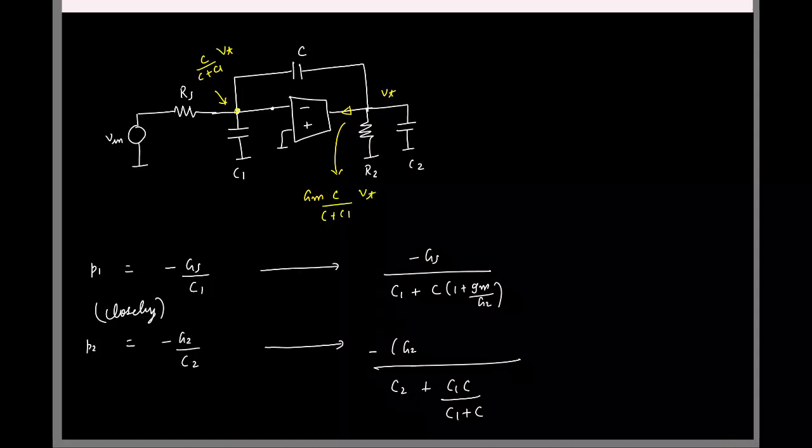So what is the conductance we have? I apply a test voltage Vt, and I see that we draw this much current. So the conductance is GM C by C plus C1. Basically this one was moving to a low frequency and this moved to a high frequency. So now let's look at our two-stage OTA.